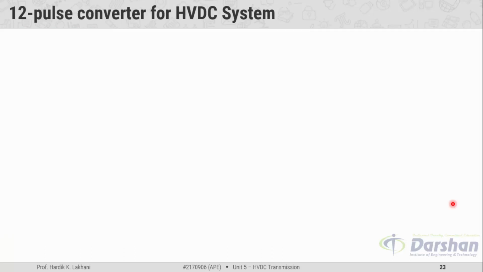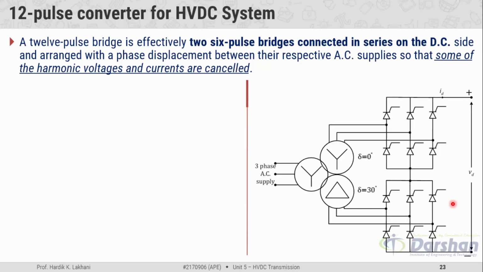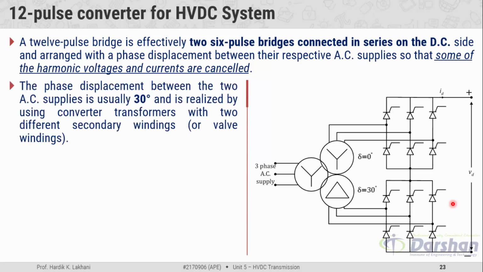Thereafter, the topic is the 12 pulse converter for HVDC system. I guess this topic has already been discussed in multi-pulse converters. A 12 pulse bridge is effectively two 6 pulse bridges connected in series on the DC side and arranged with a phase displacement between their respective AC supplies, so that some of the harmonic voltages and currents are cancelled. The phase displacement between these two AC supplies is usually 30 degrees and is realized by using a converter transformer with two different secondary windings.